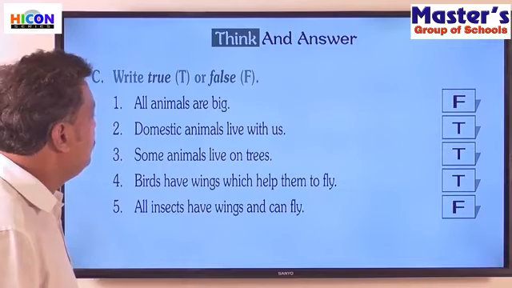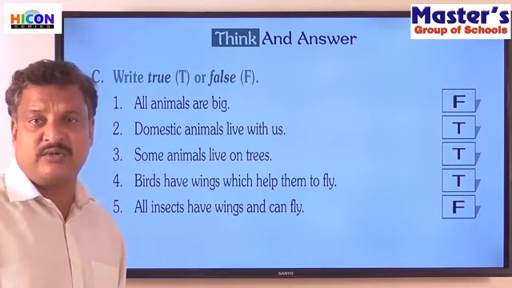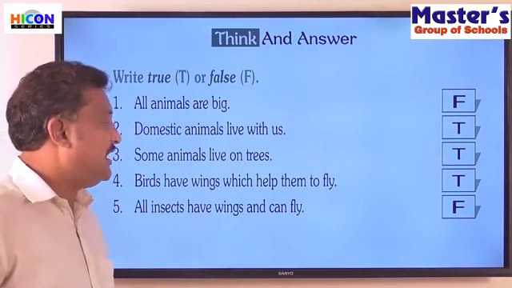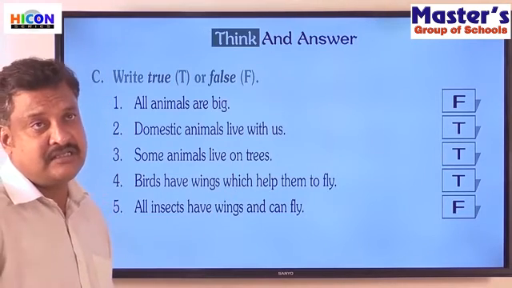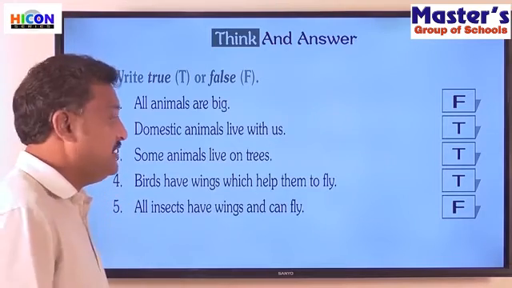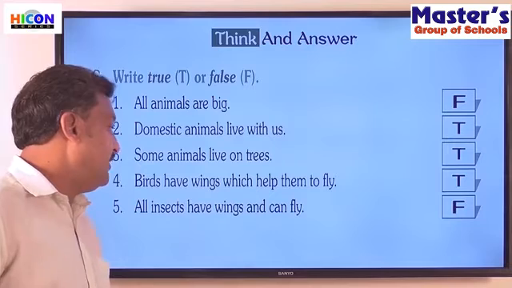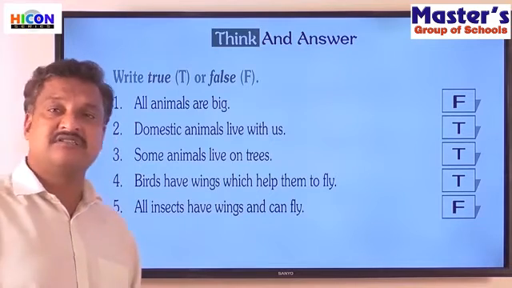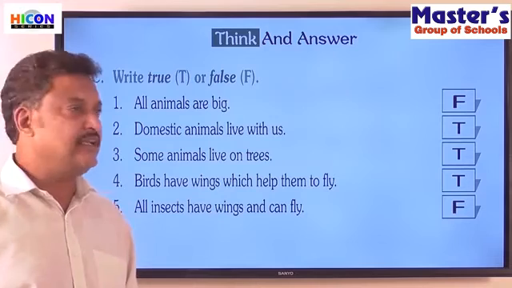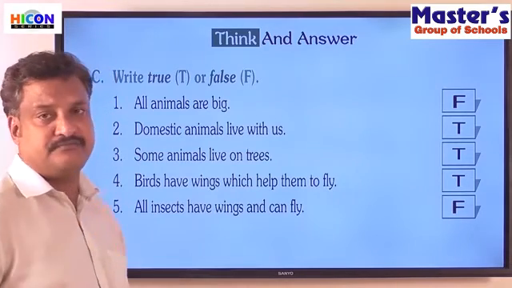Some animals live on trees. It's a true statement because animals like monkeys, squirrels, etc. live on trees. Birds have wings which help them to fly. Birds are the kind of animals which can fly and they fly with their wings, and so the statement is a true one. Last one. All insects have wings and they can fly is a false statement because insects like ants, spiders, etc. they cannot fly. Okay, so the statement is a false one, right?